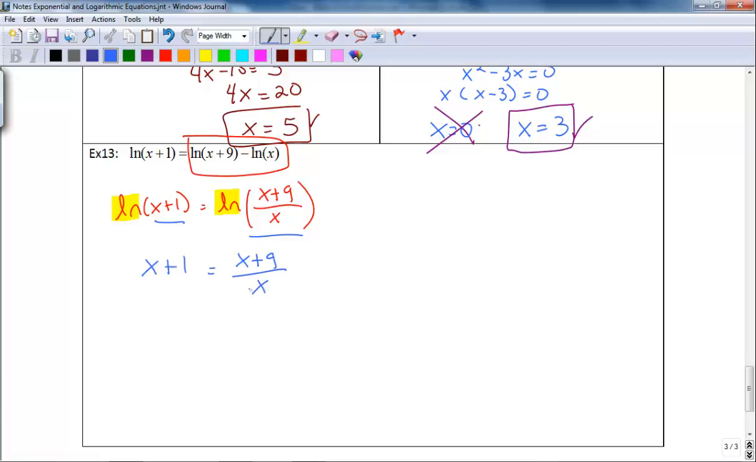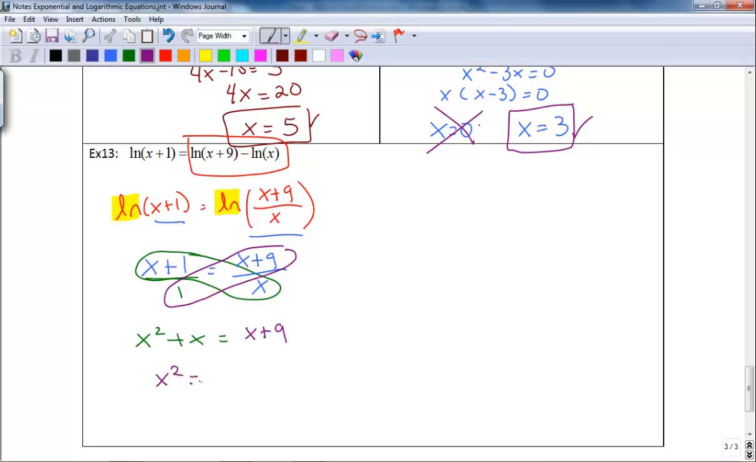Well, this is a rational equation. One of the easiest ways to solve a rational equation is to cross multiply. So x plus 1 times x is going to give you x squared plus x. Cross multiplying the other side, x plus 9 times 1 gives x plus 9. Well, now you need to again solve for x. Well, this is quadratic, so I need to get it equal to 0. If I subtract x from both sides, I end up with x squared is equal to 9.